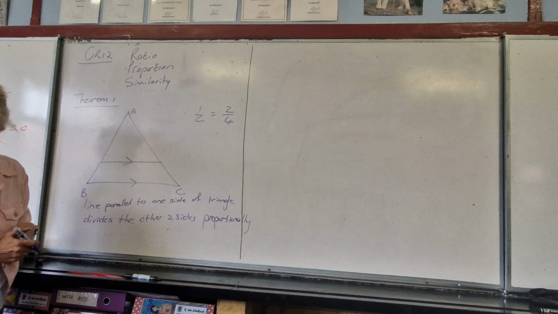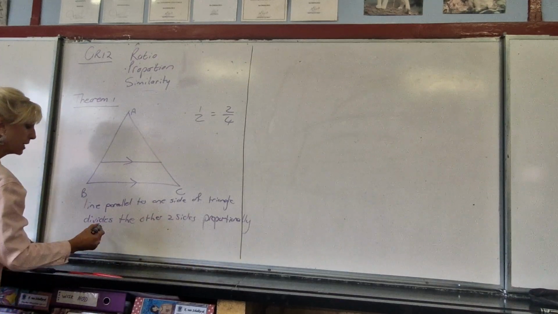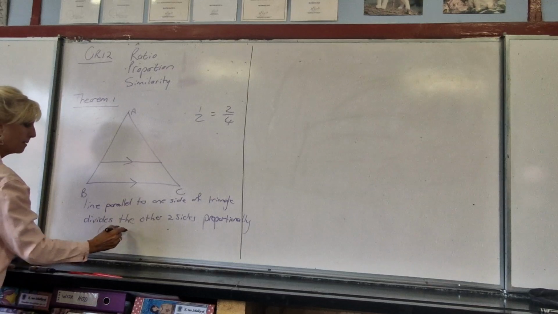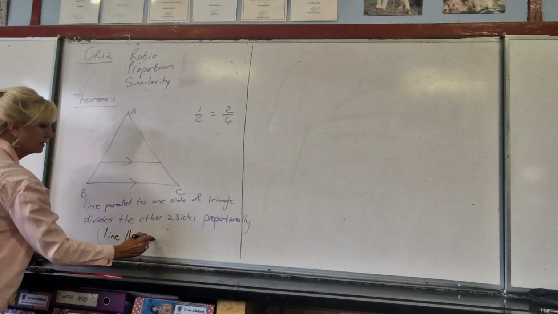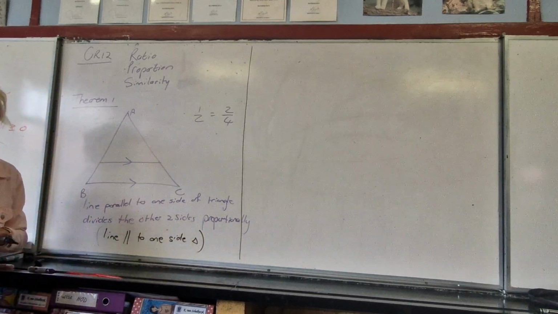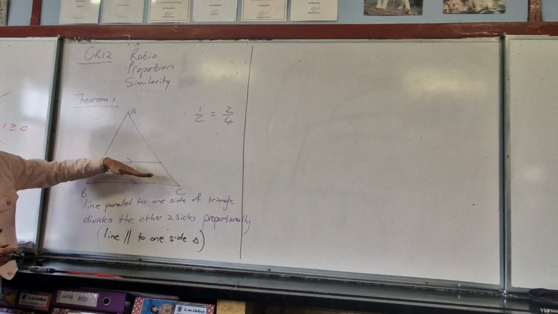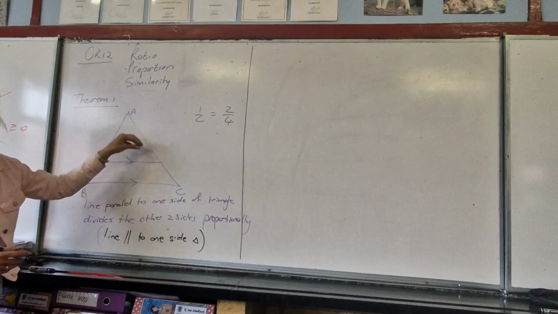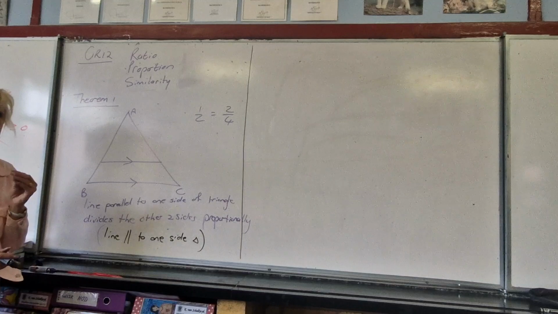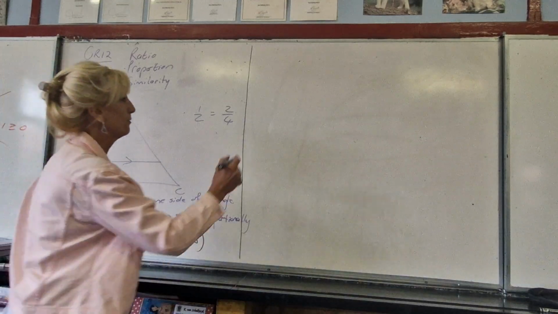Luckily, you know we have abbreviations, so the nice thing here would be, the abbreviation is just line parallel to one side of a triangle. Much better. One line parallel to one side will do what? Will cut the others in the same proportion. But this should remind you of something grade 10. In grade 10 you did.